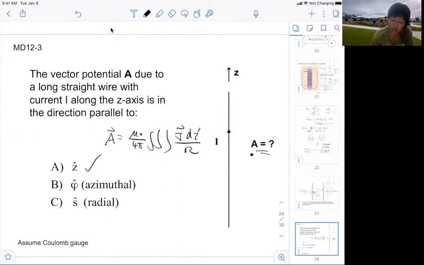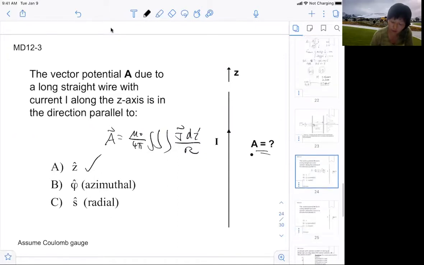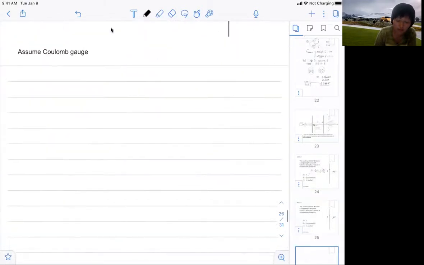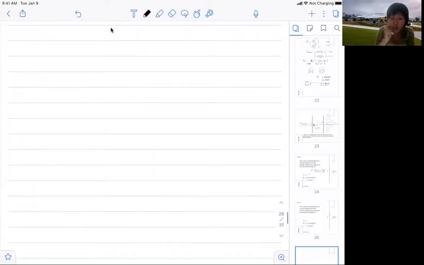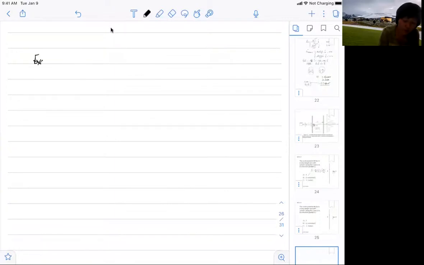So I'm going to use this example to go ahead and do an example of how we get the A for a current carrying wire, and hopefully we can find the curl of A to get the B field. We solved the current carrying wire two ways already, Biot-Savart and Ampere's law. And now the third way, we're going to get the potential first and then do the B field. So this example is you have a long wire with I in the z hat direction.